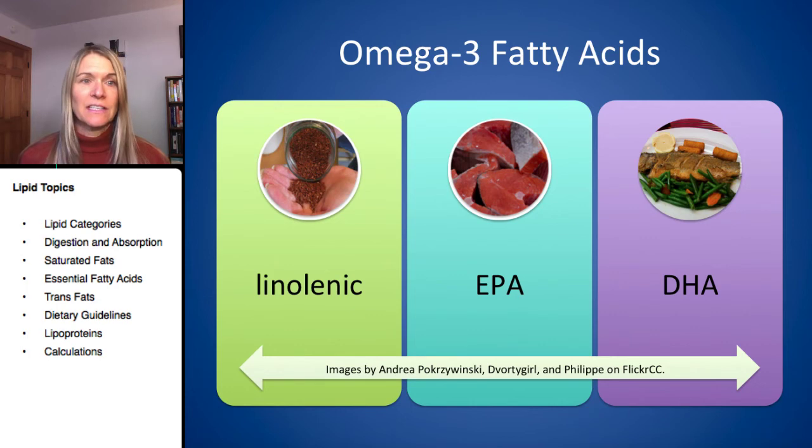Linolenic acid is found in plants, while EPA and DHA are found in animal sources. So traditional sources of linolenic acid are flax seeds, hemp seeds, and walnuts, while EPA and DHA are found in high quantities in fatty fish.